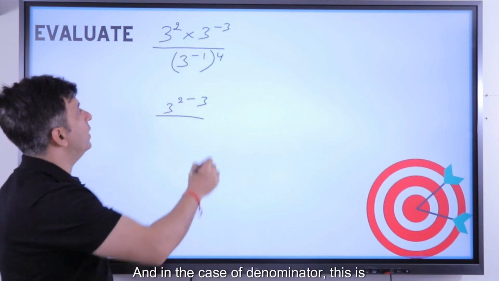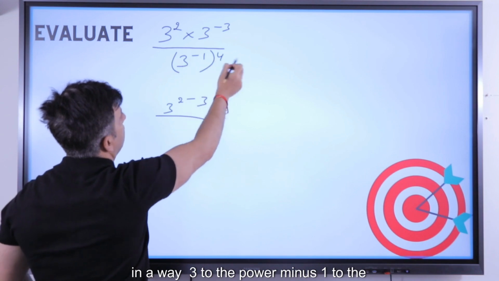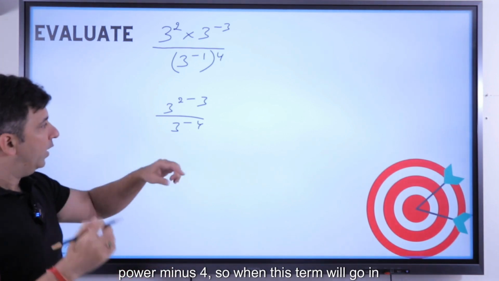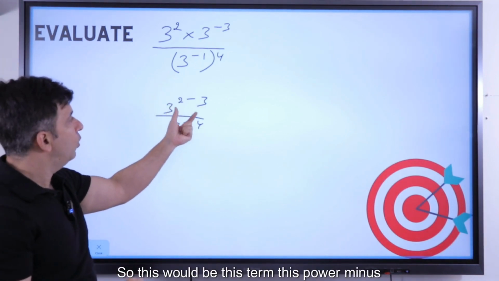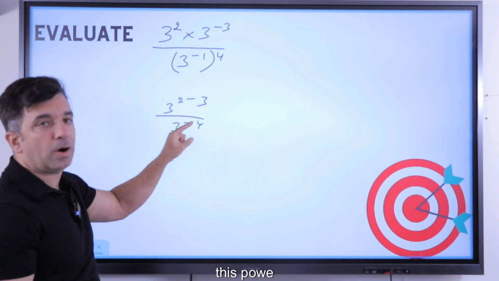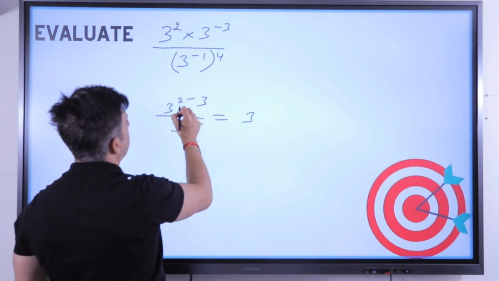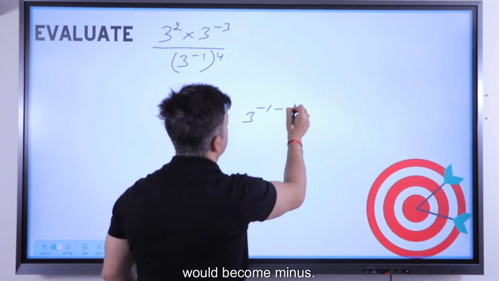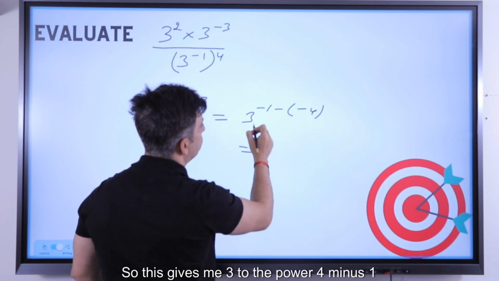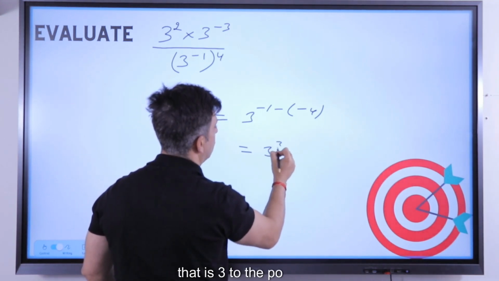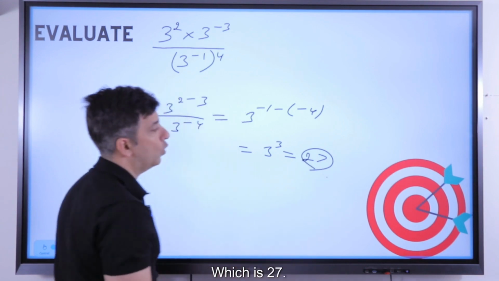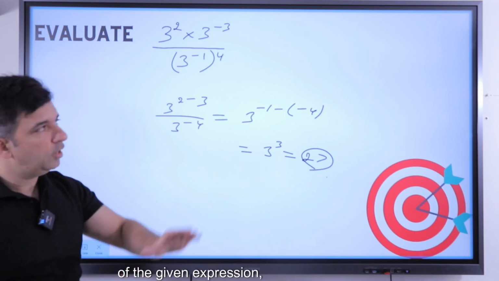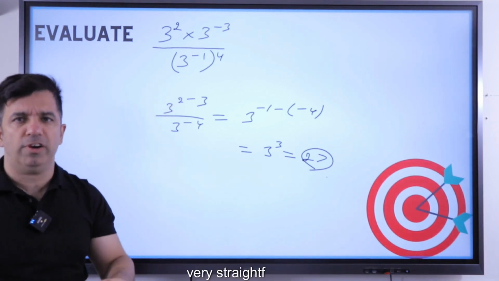And in the case of the denominator, this is in a way 3 to the power minus 1 to the power 4, which makes it simply 3 to the power minus 4. So when this term goes to the numerator, it would be this power minus this power, which would give me 3 to the power, look, this is minus 1. And when this term goes to the numerator, it would become minus 4. So this gives me 3 to the power 4 minus 1, that is 3 to the power 3, which is 27. So this is my final answer. This is the complete simplified version of the given expression, which was actually very straightforward.